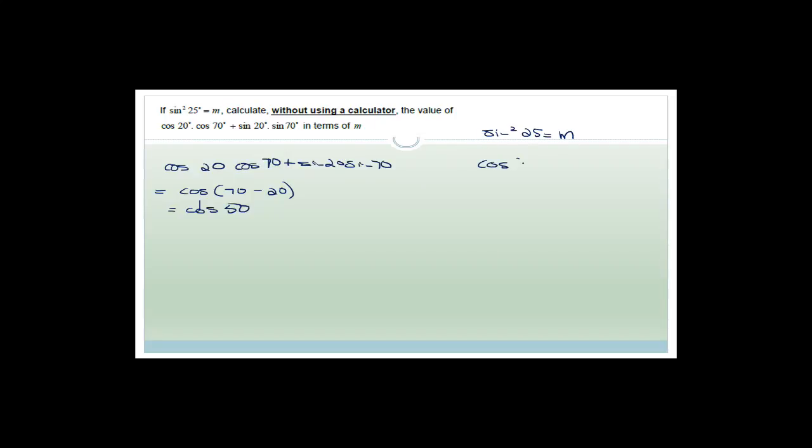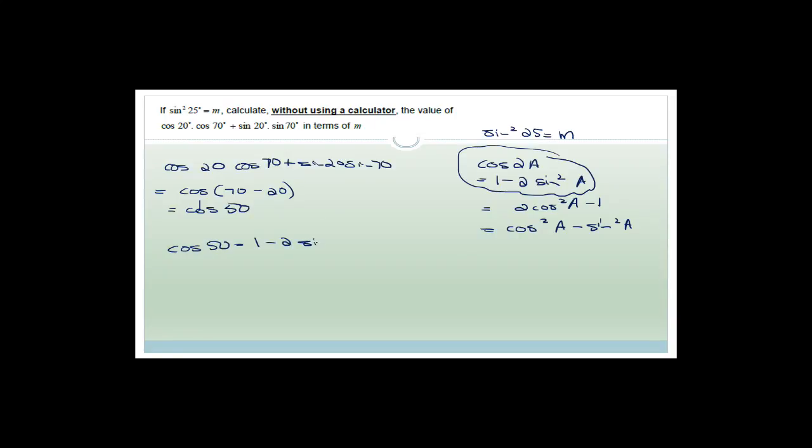Okay, now let's just think about this. Cos 2a is equal to 1 minus 2 sine squared a, which is equal to 2 cos squared a minus 1, which is equal to cos squared a minus sine squared a. So I'm going to use this. If we know that cos of 50 is equal to 1 minus 2 sine squared 25, but they tell us that sine squared 25 is m, I can rewrite this as 1 minus 2m. There you go. That's it. So the tricky thing was realizing that this was a cosine sign and converting it, and then realizing that this was a double angle and then converting that.